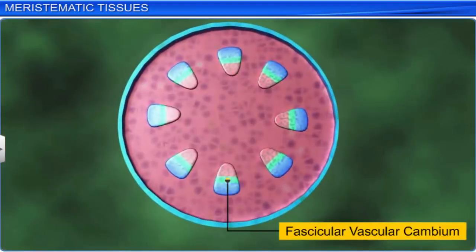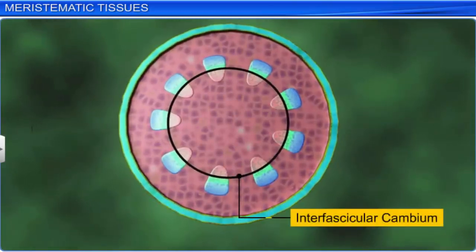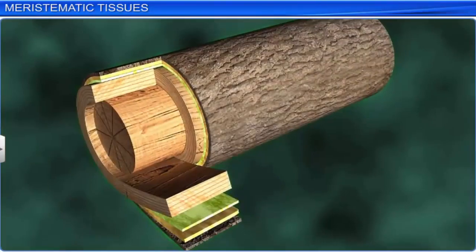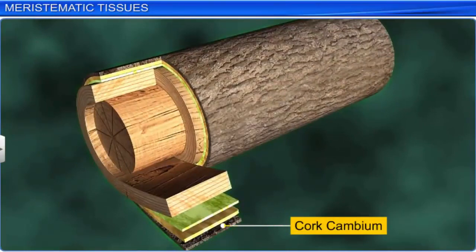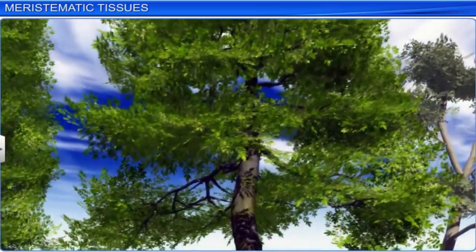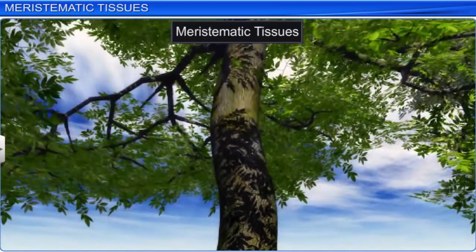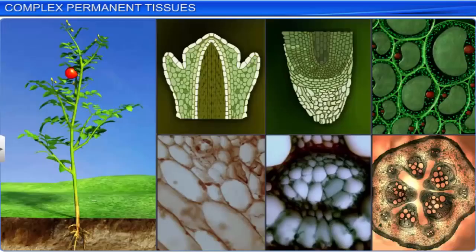Fascicular vascular cambium, interfascicular cambium, and cork cambium are some examples of secondary meristems. Thus, meristematic tissues play a vital role in the primary and secondary growth of a plant. Like all living organisms, the cells in a plant are also grouped into various tissues.